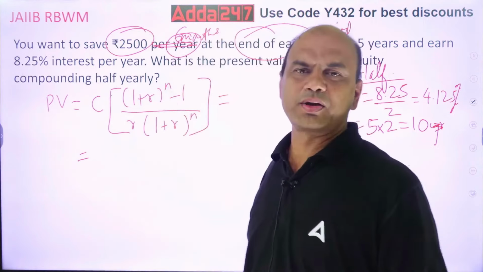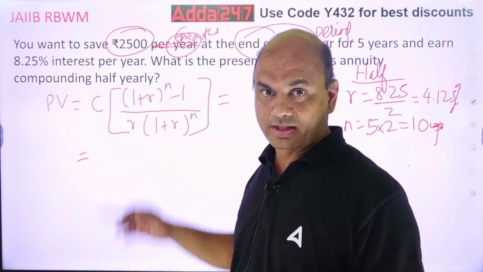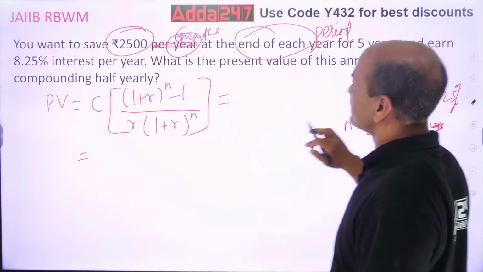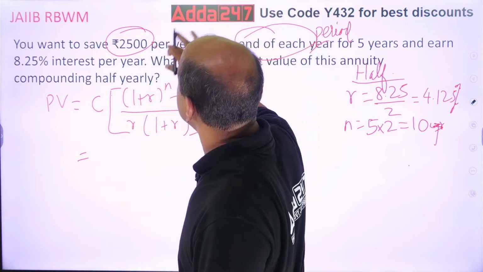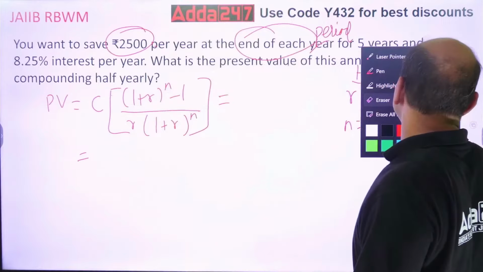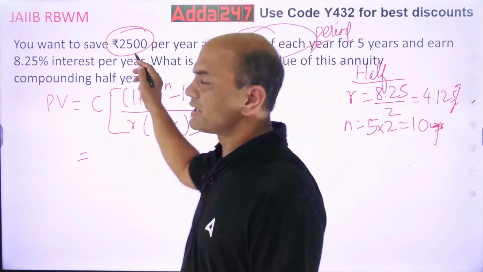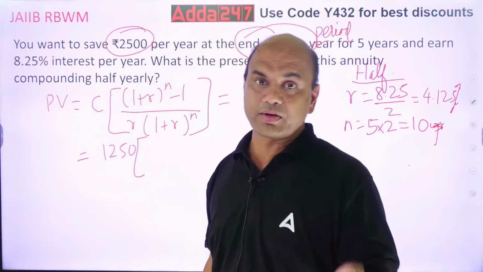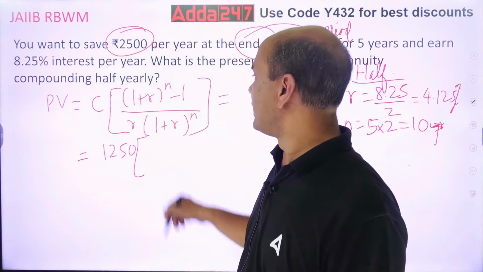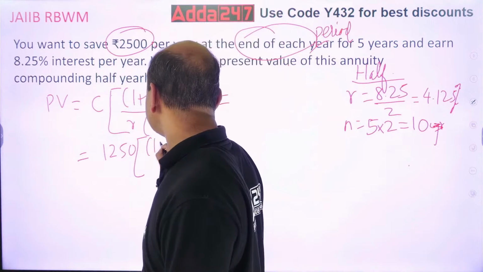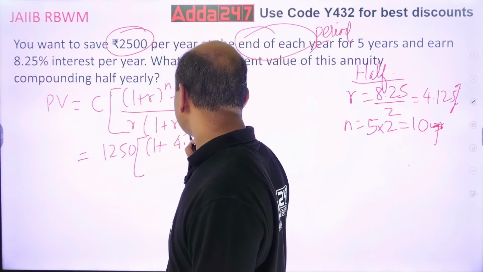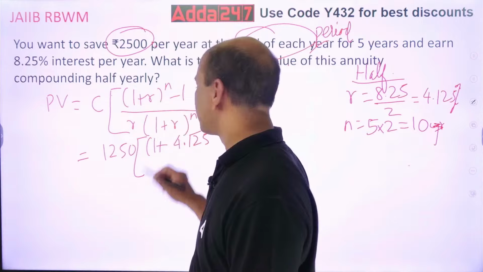So directly take 2500 if it is given per 6 months. If it is given per year, like this, or whatever that question is, then what will you do? In this case, you will divide this by half. So 1250 into, every 6 months I am investing 1250. Per year I have to invest 2500. Into what is 1 plus R? 1 plus 4.125 upon 100.